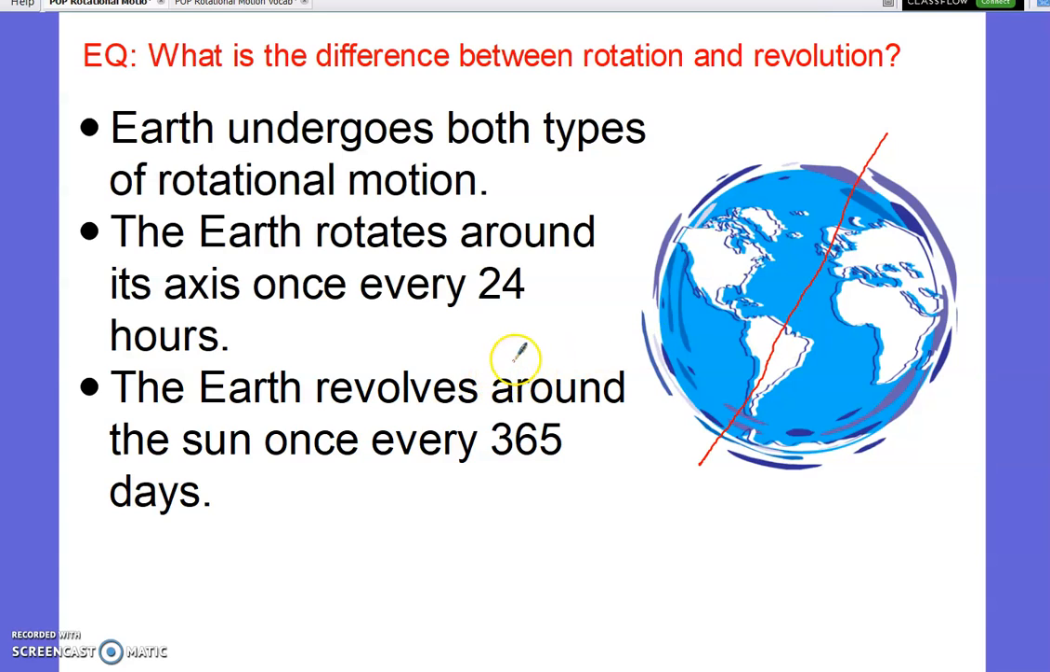However, the Earth also revolves around the Sun. So the Sun is off in the distance, and the Earth is going around the Sun once every 365 days, and that's how we get a year. So in this situation, the axis is at the Sun, and it's not going through the Earth.